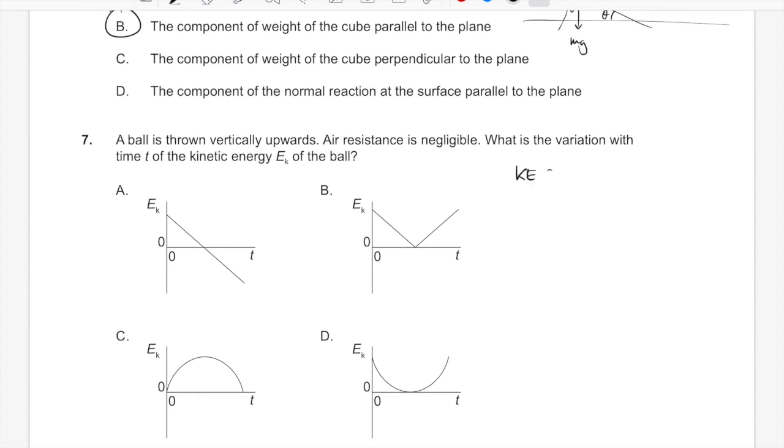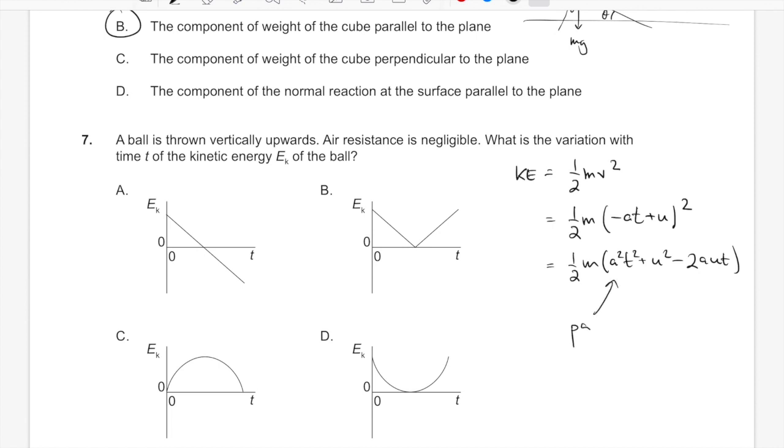Okay, question 7. Kinetic energy is half mv squared. And we know it's thrown up vertically, no air resistance. We know the velocity is just changing according to the SUVAT equation, v equals minus at plus u. And then, of course, we can expand that. You get a nice quadratic equation with a positive quadratic coefficient. So it's a parabola opening upwards. And that's D. That's the correct answer.